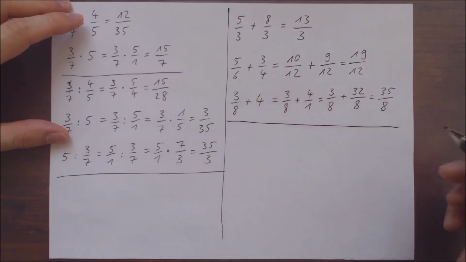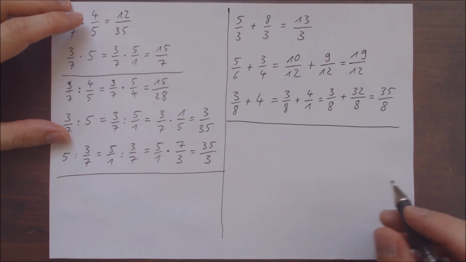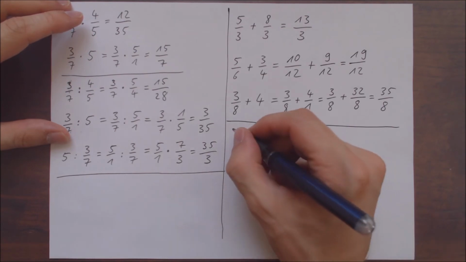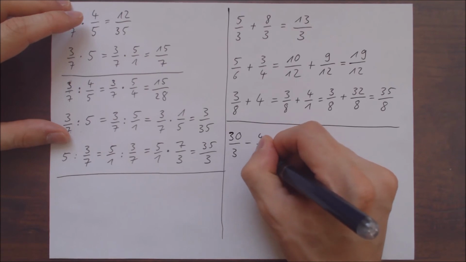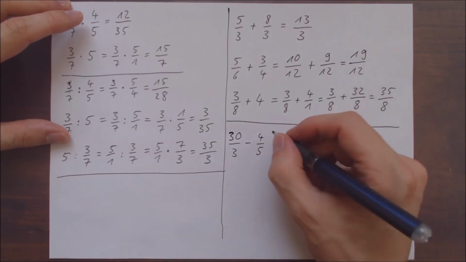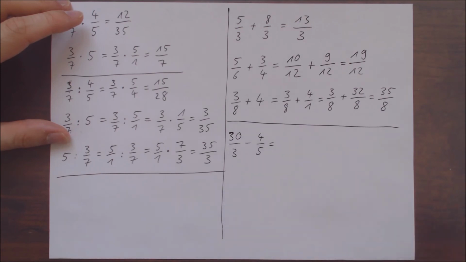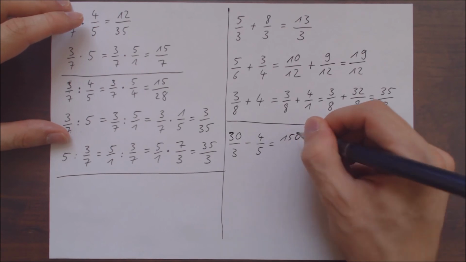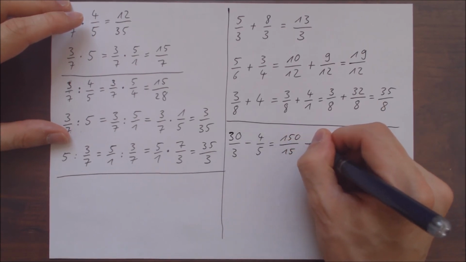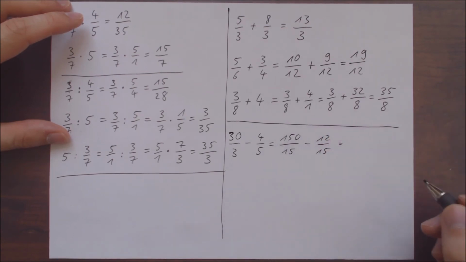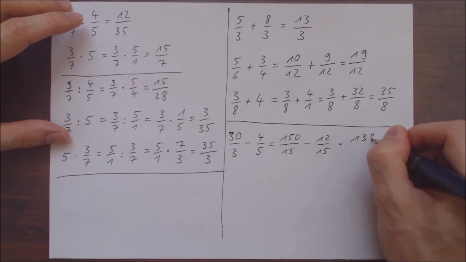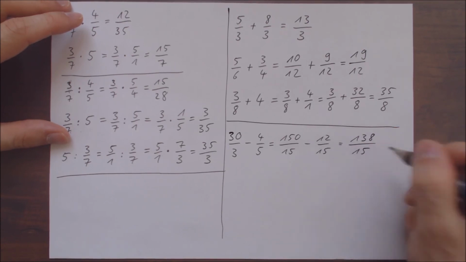So that is addition of fractions, and subtraction of fractions is much the same. That is why I will just give a small example here, because it's essentially the same, just you have to calculate minus instead of plus. Now we seek the same denominator, which is 15. So we have 150/15 minus 12/15, and then 150 minus 12 is 138/15, and that's it.